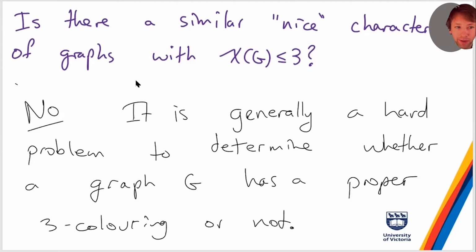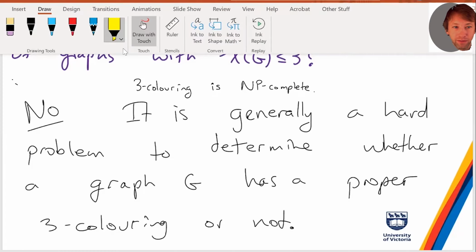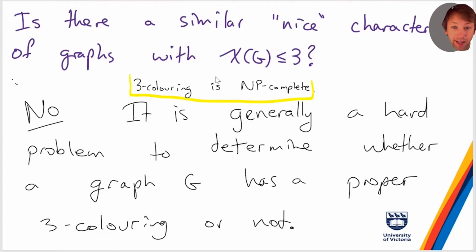And the reason is because the problem of 3-coloring a graph, or testing if a graph has a 3-coloring, just a bit of terminology that I won't actually define, but it's good for your mathematical exposure, is that the problem of deciding if a graph has or doesn't have a proper 3-coloring is an NP-complete problem. So in other words, it's hard. That's what you should take from this slide.